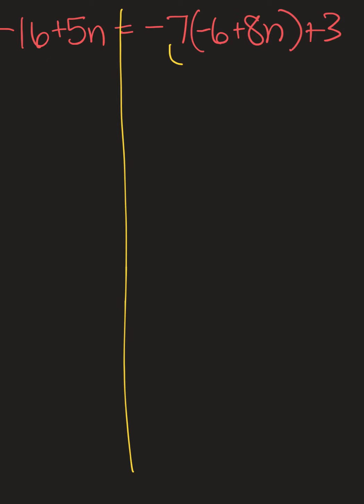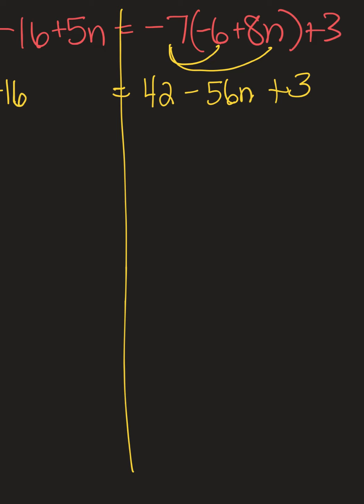So firstly, I'm going to distribute the negative 7. Negative 7 times negative 6 is positive 42. Negative 7 times positive 8 is negative 56n. And then plus 3. And of course, I did not do anything over here with this stuff because there's no distribution over there.